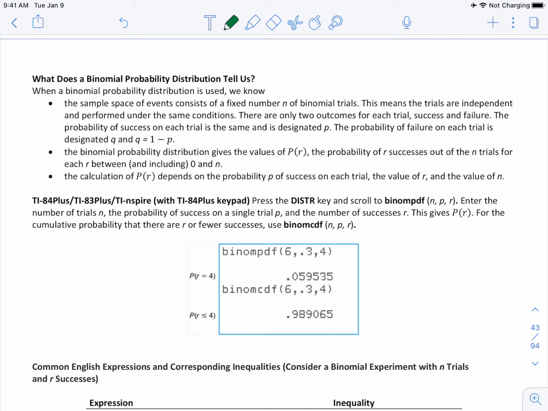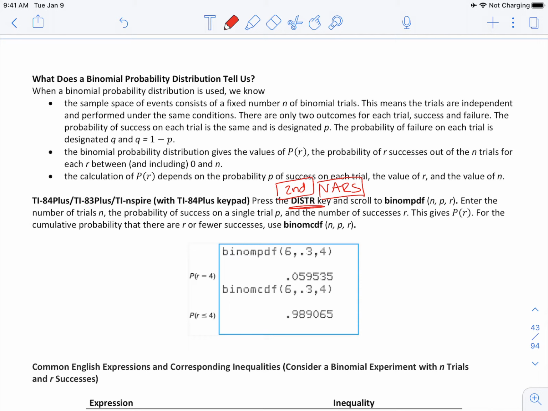So now we can also do these on the calculator. So if we hit the distribution key, in order to do this, you hit second and then the VARS button, second VARS. It's right underneath the up, down, left, and right buttons. That'll take you to the distribution menu.